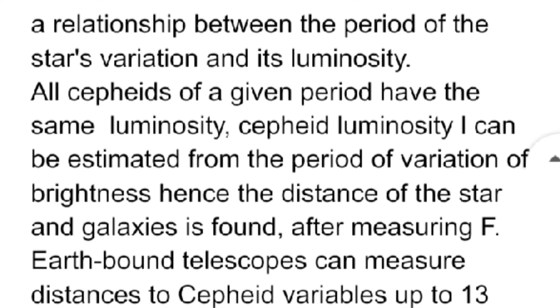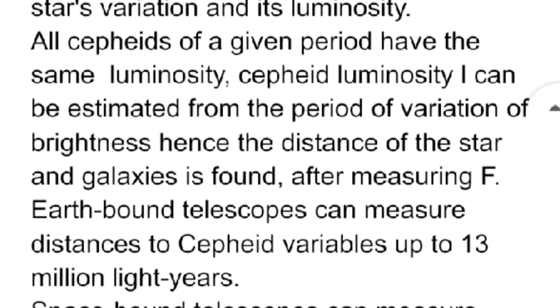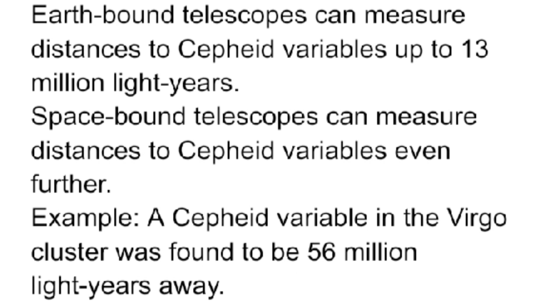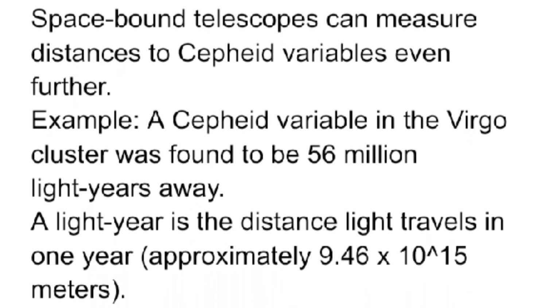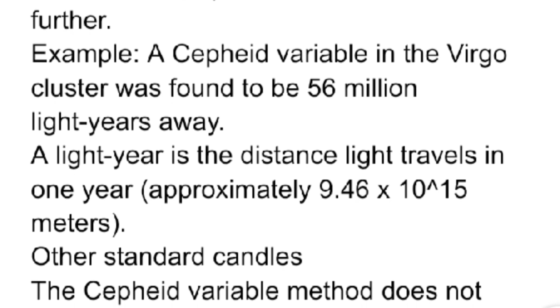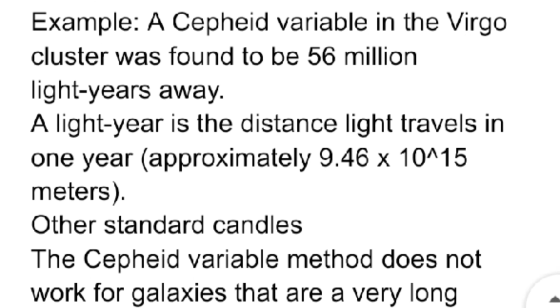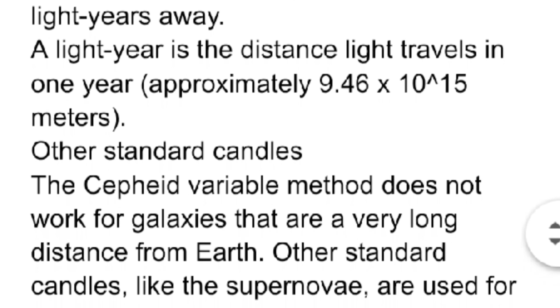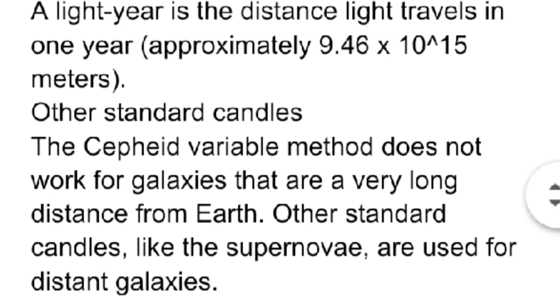Earth-bound telescopes can measure distances to Cepheid variables up to 13 million light-years. Space-bound telescopes can measure distances to Cepheid variables even further. Example: a Cepheid variable in the Virgo cluster was found to be 56 million light-years away. A light-year is the distance light travels in 1 year, approximately 9.46 times 10 to the power 15 meters.